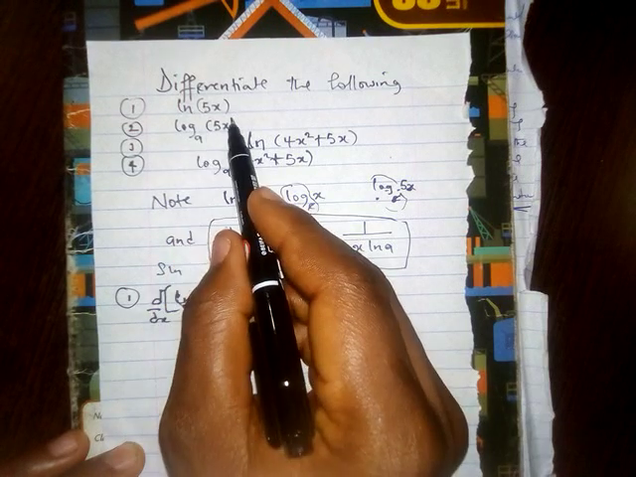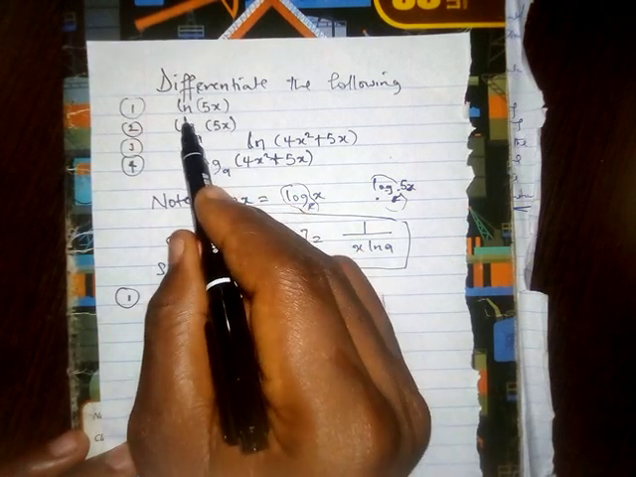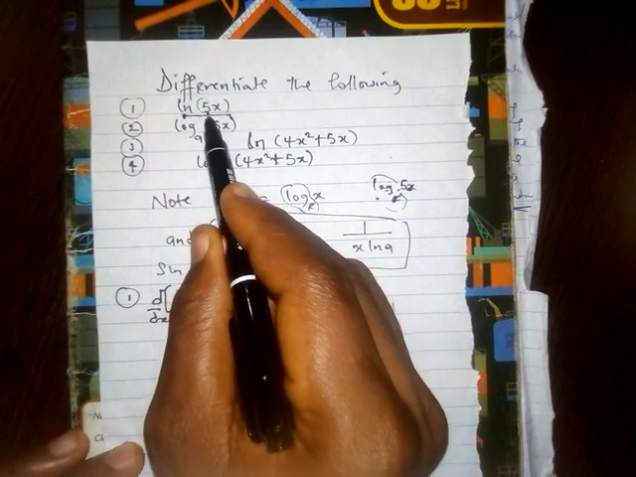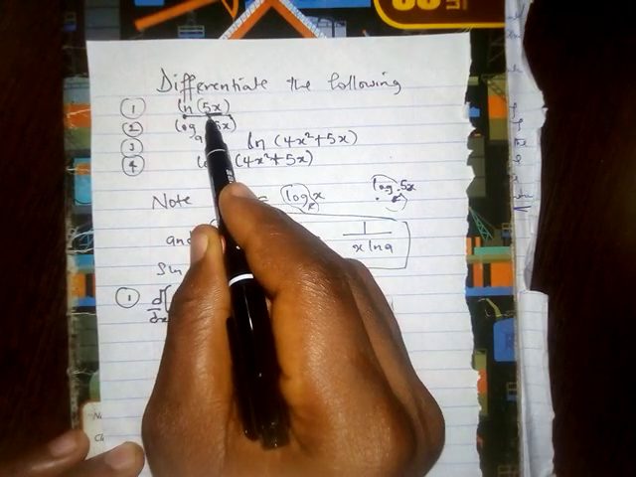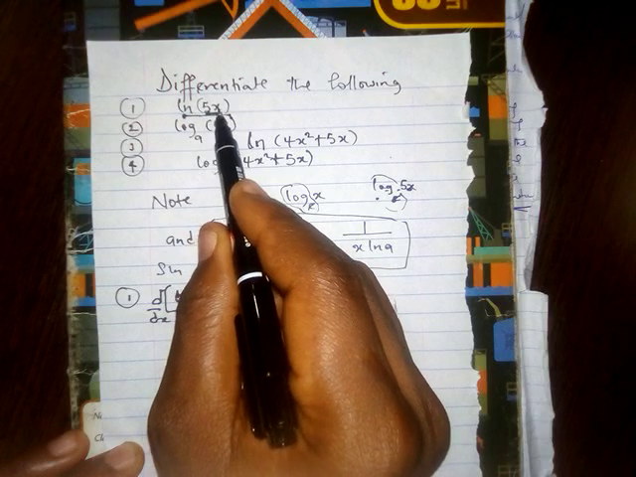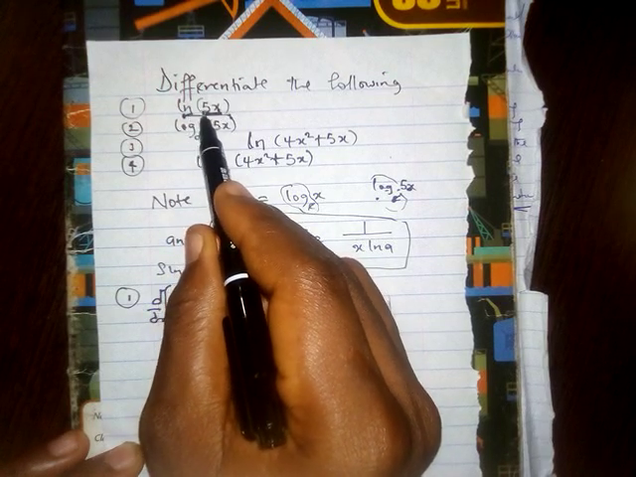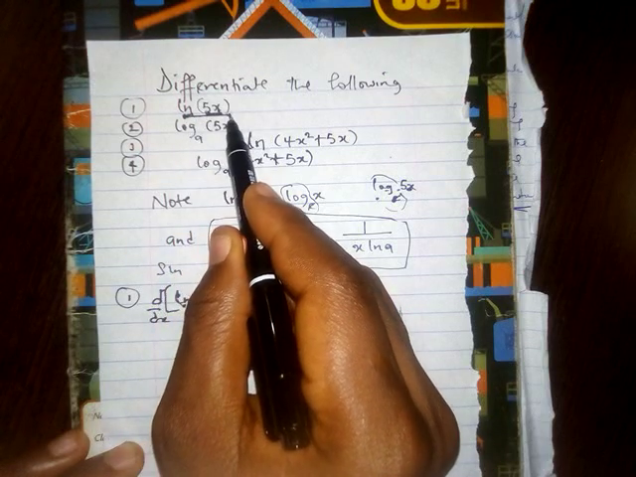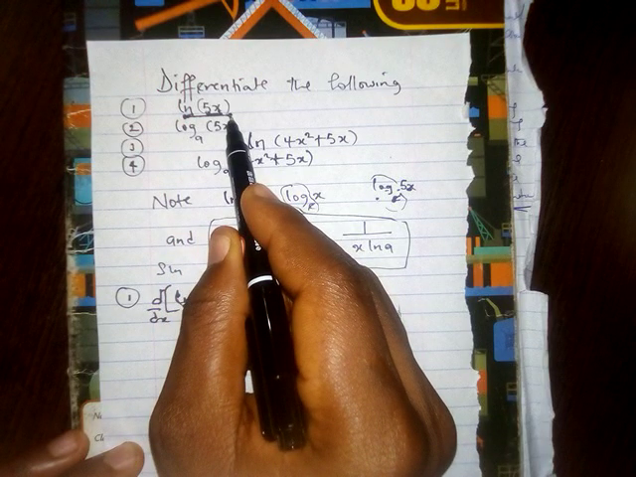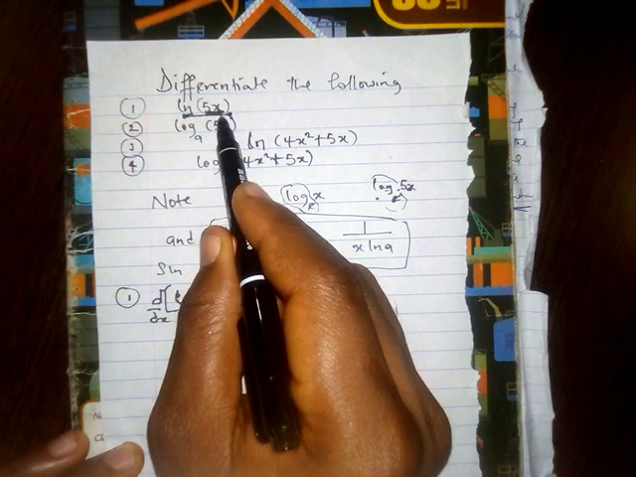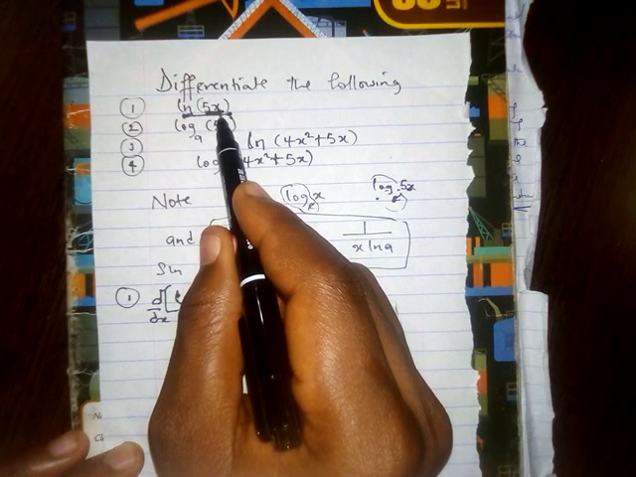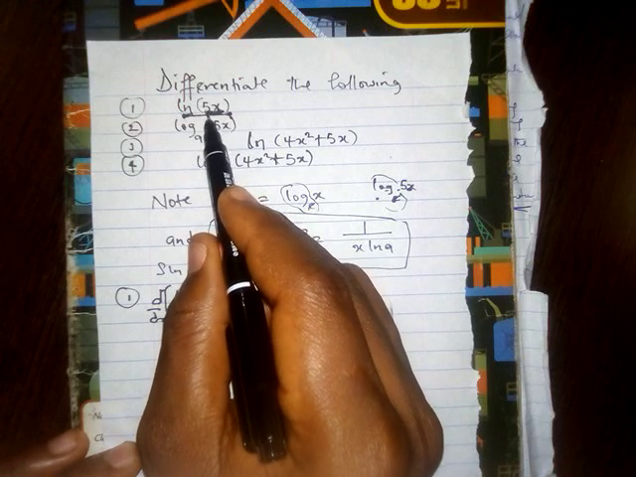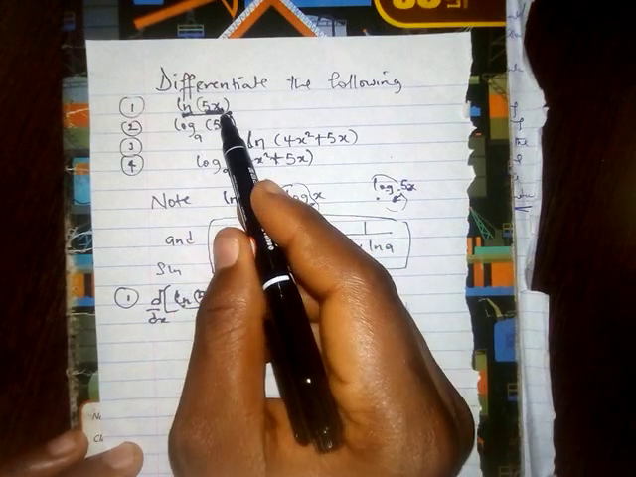But observe that we have two functions here. This looks like a function of a function, okay? If you look at the outer function here, we have a logarithmic function, and the inner function is a linear function, 5x. So ln is working as an operator on 5x. When differentiating this kind of problem, we use the chain rule.